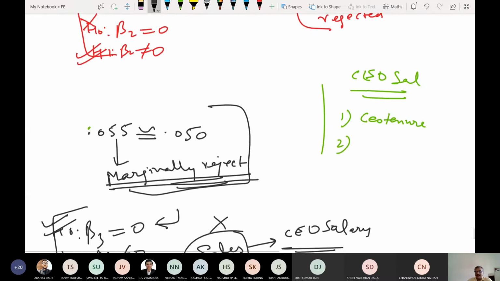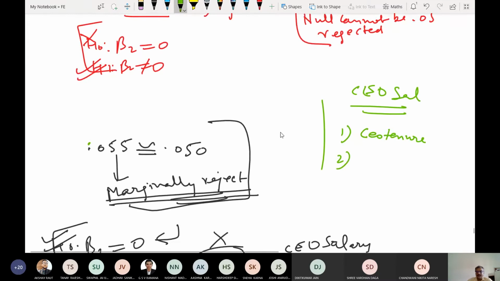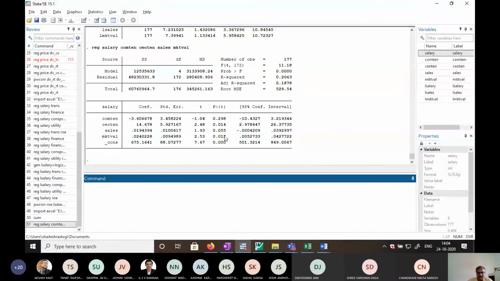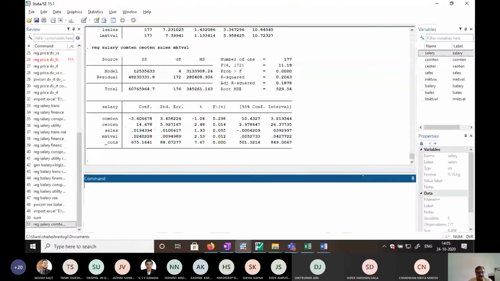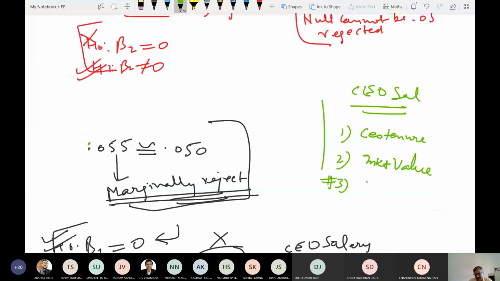So if I do the total analysis, we can say there are two that are clear cut. If you look at this quickly, you will find that first is CEO tenure, clear cut significant, and market value, clear cut significant. So two I can straight away write down here. And third, I can consider, but with a pinch of salt. Sales is also significant, but not perfectly significant. Rather, it is marginally significant.